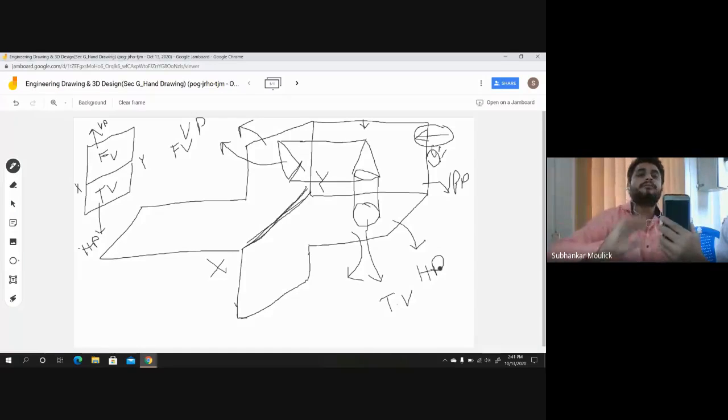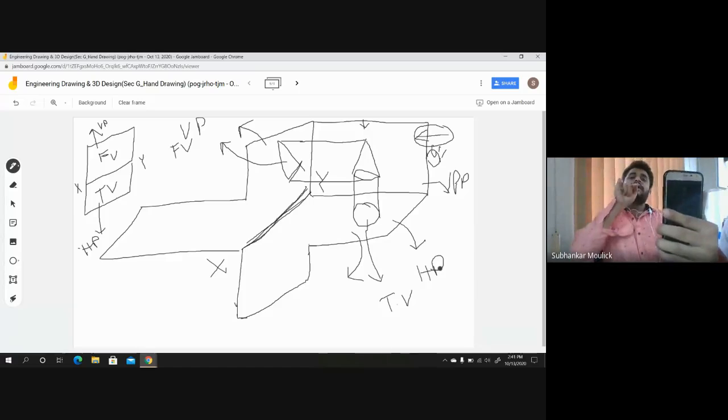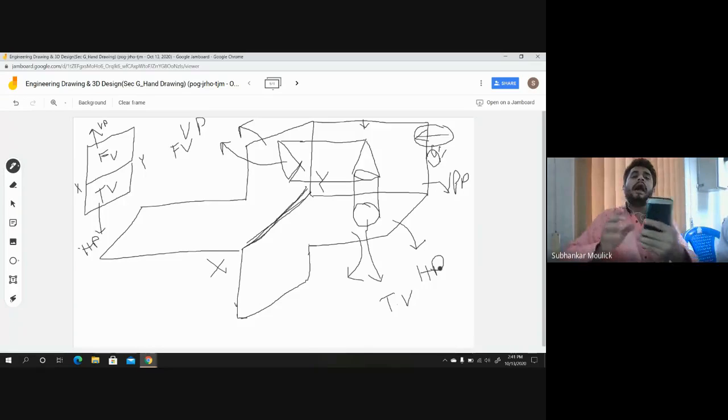Assume the front side of my laptop. If I am sitting like this, in front of me the laptop is there. And if this is my object, the cone, and my pointing finger is my left-hand side view direction, then definitely I will see the left-hand side view of this cone. In which plane? In this particular plane, and this plane is known as my profile plane PP.